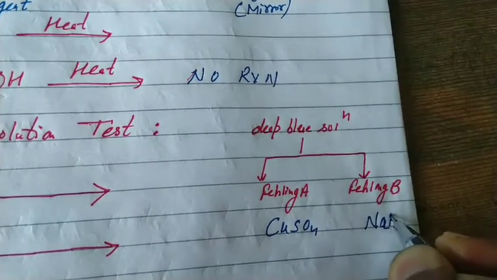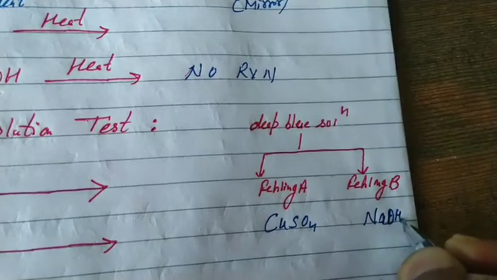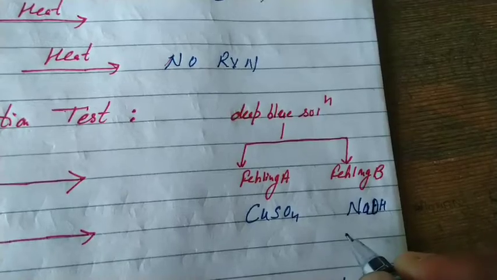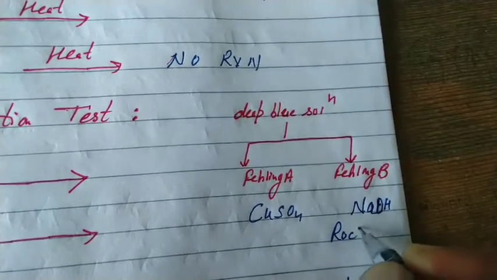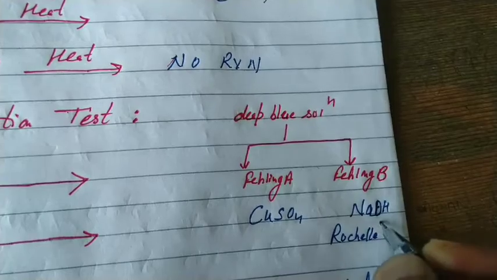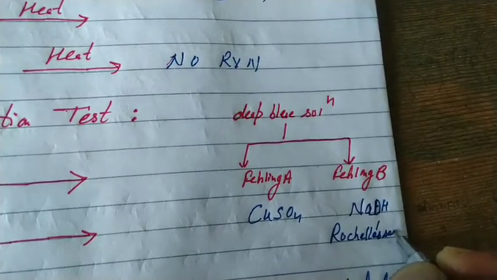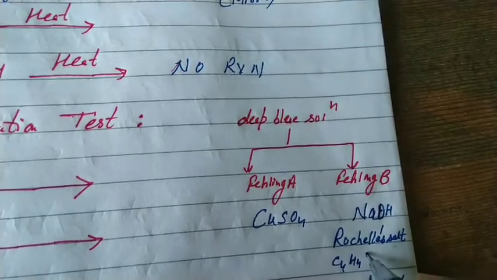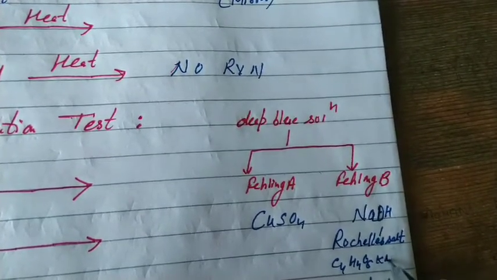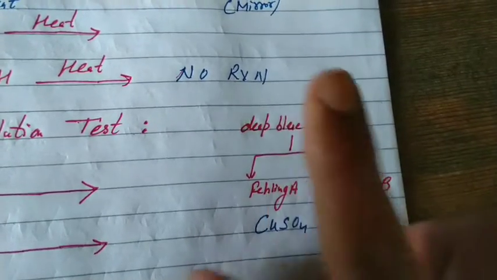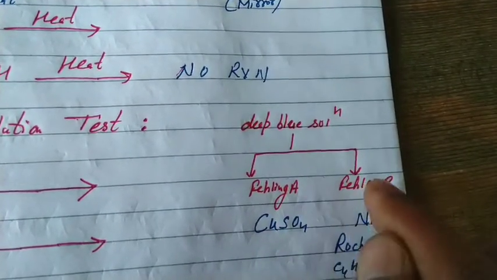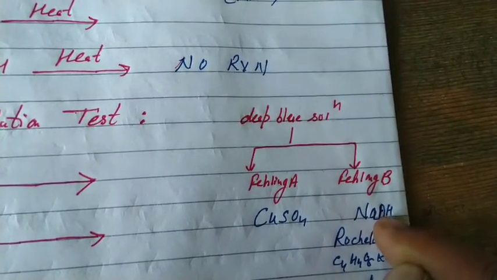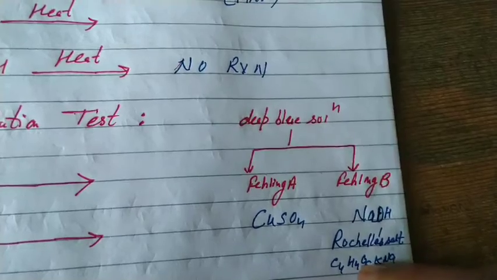Fehling A contains copper sulfate solution and Fehling B contains sodium hydroxide solution having some crystals of Rochelle salt. What is Rochelle salt? Sodium potassium tartrate, C4H4O6KNa. It is called Rochelle salt. We have done the chemistry of Fehling solution: Fehling A contains copper sulfate and Fehling B contains sodium hydroxide solution having some Rochelle salt.